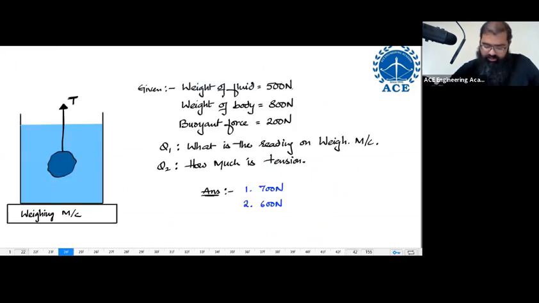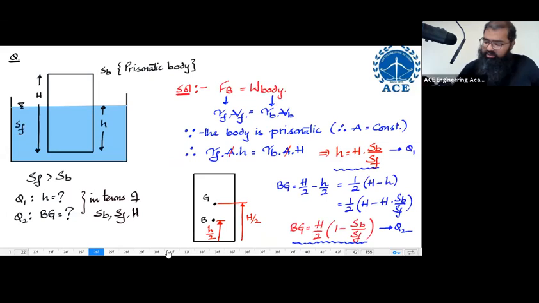Let us start this thing. This concept, okay. Which one do you have to remember? See, I asked you to remember this thing. Okay. Prismatic body, it is not compulsory, but I would recommend you to remember this result.